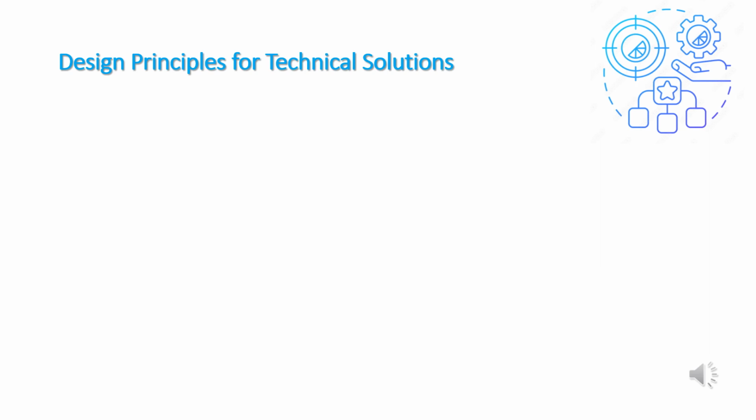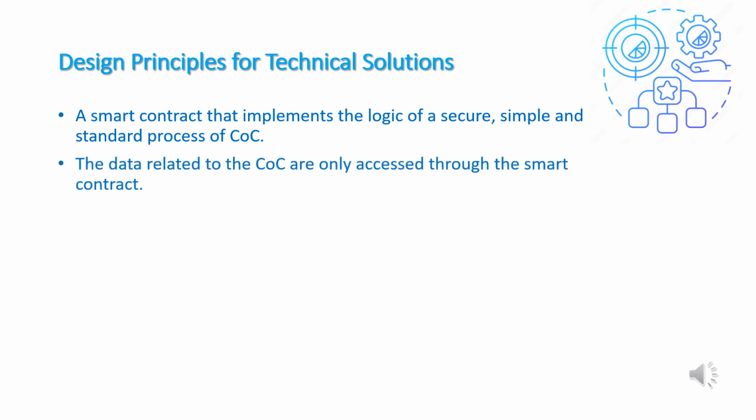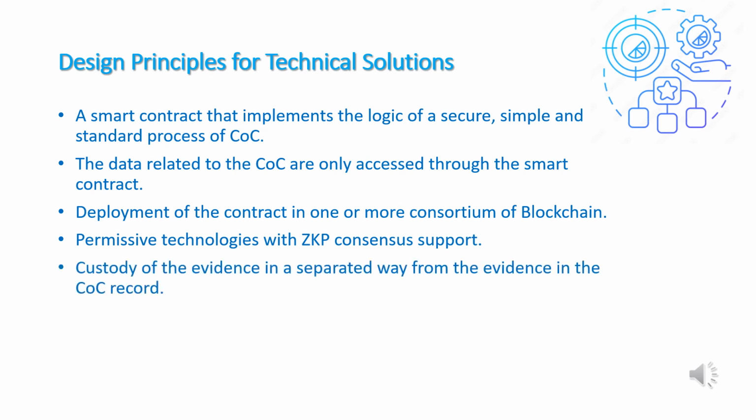So some of the design principles for the technical solutions are, firstly, a smart contract that implements the logic of a secure, simple, and standard process of chain of custody. The data related to the chain of custody are only accessed through the smart contract. Deployment of the smart contract in one or more consortium of blockchain. Permissive technologies with zero-knowledge proof consensus support. Custody of the evidence in a separated way from the evidence in the chain of custody record.